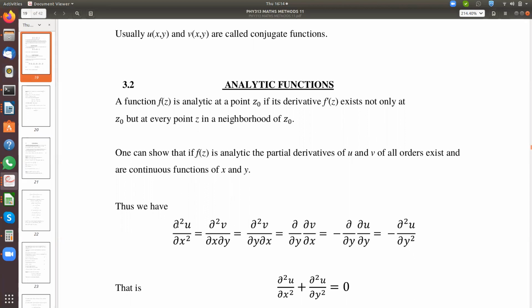This is the second derivative, not the first derivative. Did you get the idea now? So if the first derivative satisfies the condition, fine. But when you move to the second derivative and it doesn't satisfy, then it's not analytic. Did you get the idea now?